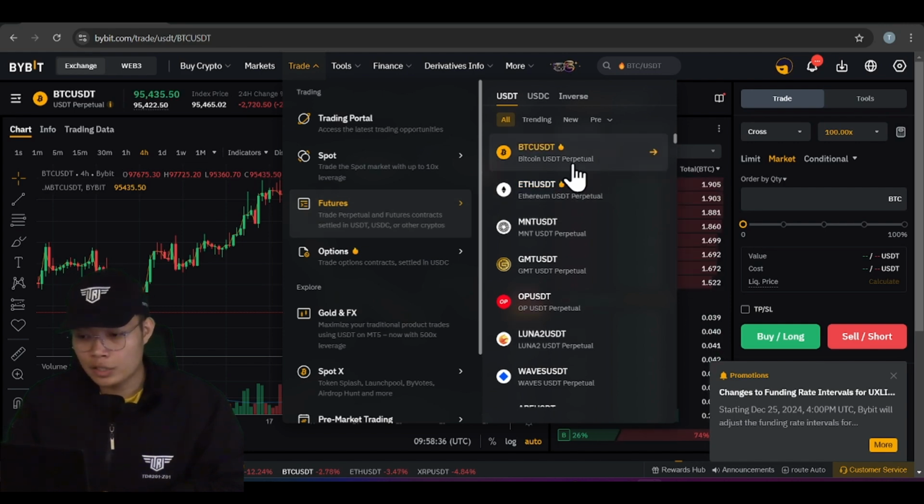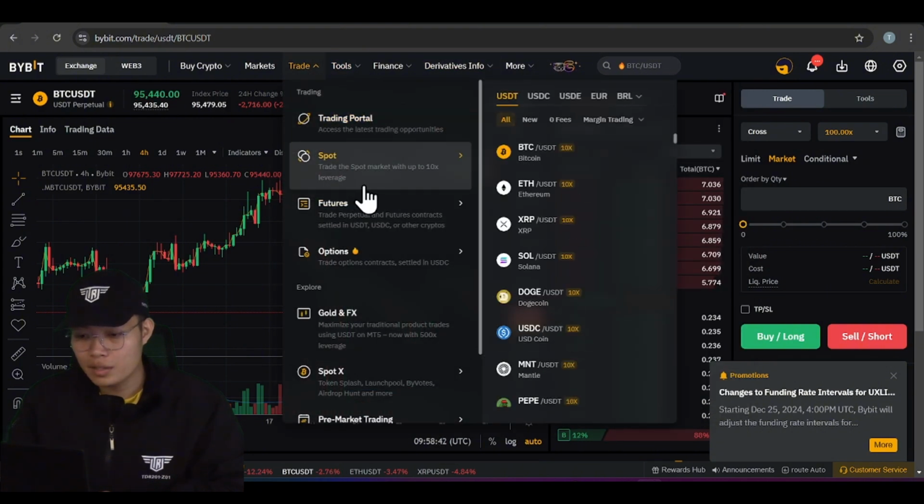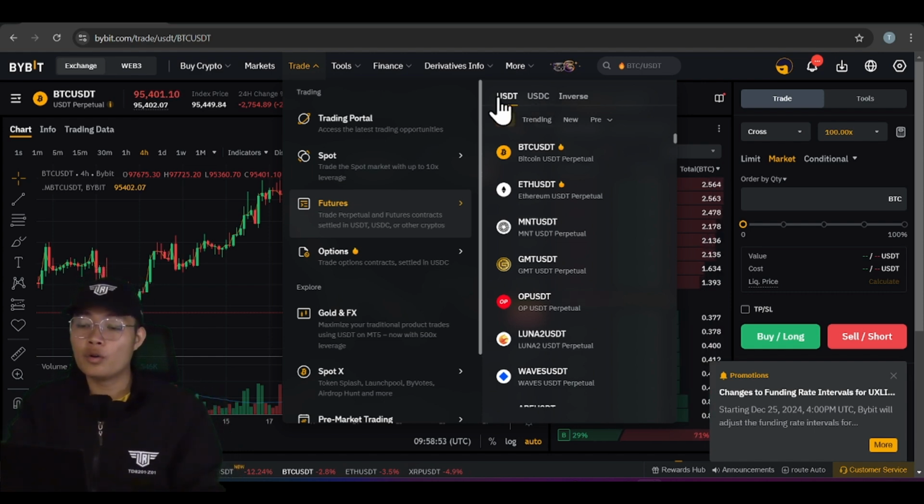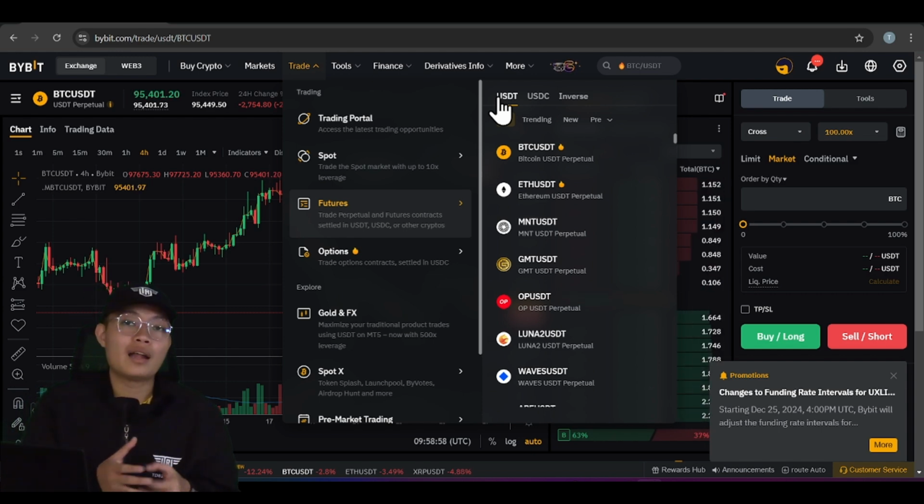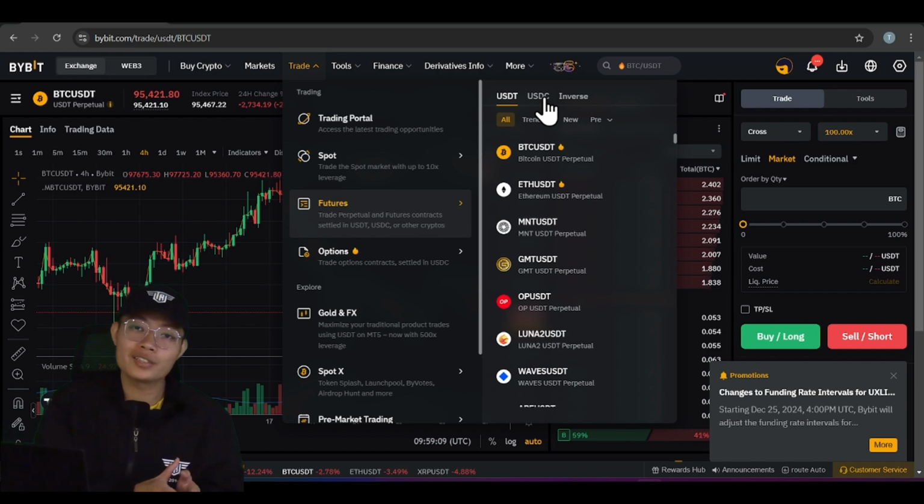You can see USDT perpetuals, and they have two types, which are USDT and inverse. Let me explain the difference. USDT means that you are going to use USD as your collateral to trade. It means that if you earn money, you're earning USDT, and if you lose money, you'll be losing USDT as well. For example, if you click USDC, it means that you are using USDC to trade the Bitcoin pairs, and if you earn, you're earning USDC, and if you lose, you'll be losing USDC as well.